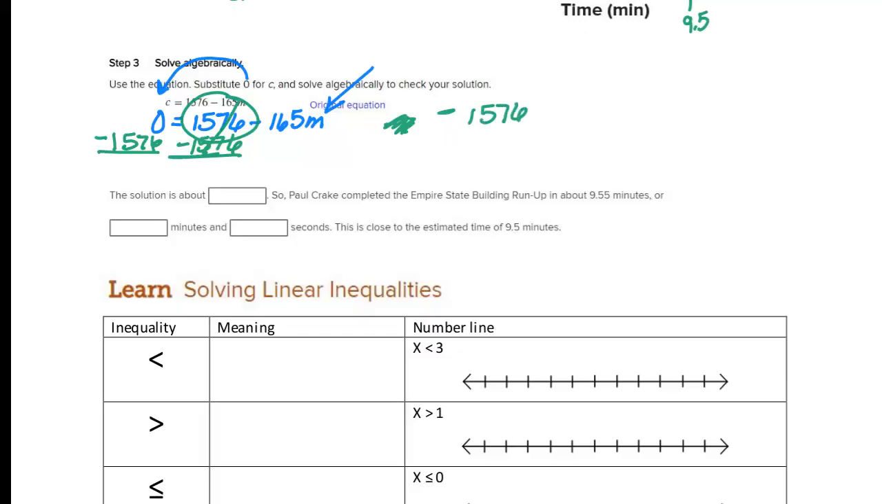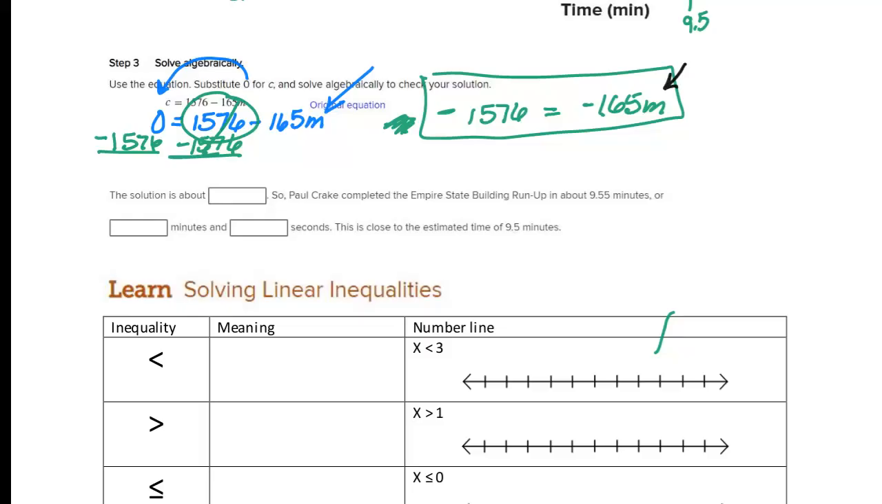Negative 1,576 is equal to negative 165 times M. I am solving for M. Okay, share the wealth, Zion. Hang on, don't say it. Kimberly, what do I need to do next here? I'm trying to solve for M. We're right here. What do I need to do next?